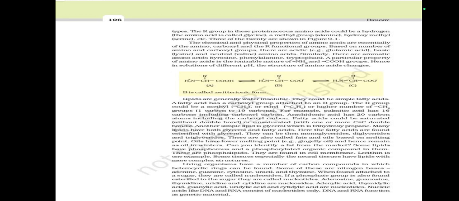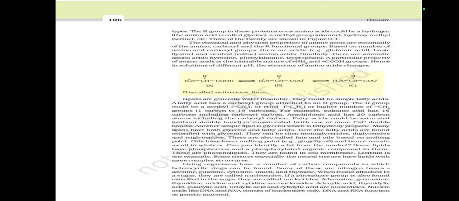Arachidonic acid has 20 carbon atoms, including the carboxyl carbon. Fatty acids could be saturated, without a double bond, or unsaturated, with one or more carbon double bonds.